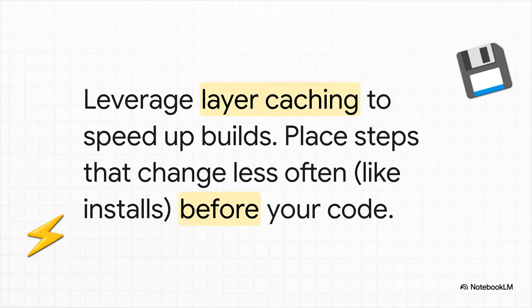Now this next tip, this is going to save you so much time. Docker builds its images in layers, kind of like a stack. And if a layer hasn't changed since the last time you built it, Docker is smart enough to just reuse it. This is called caching. And that's exactly why we installed our dependencies before copying our source code. Our dependencies rarely change, but our code changes constantly. So Docker just reuses that big, slow-to-install dependency layer and only has to quickly rebuild the tiny code layer on top. This simple trick can literally cut your build times from minutes down to seconds.